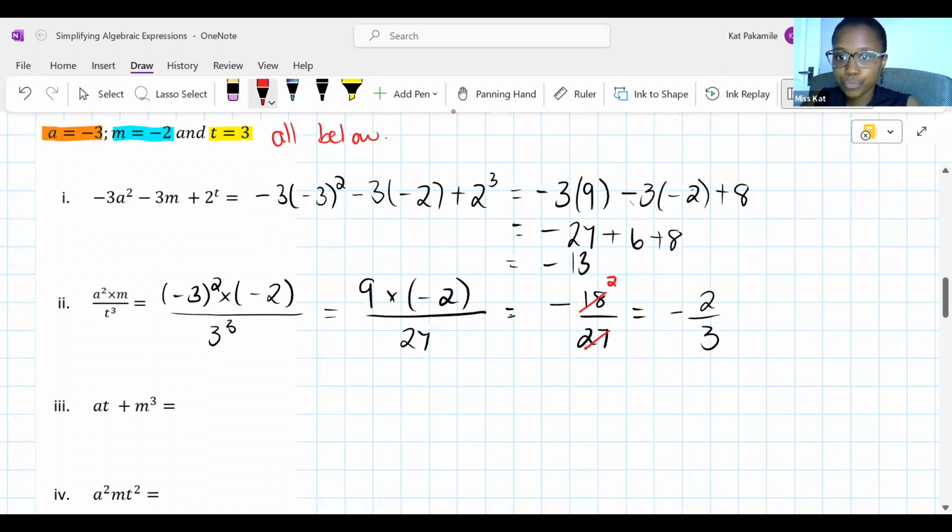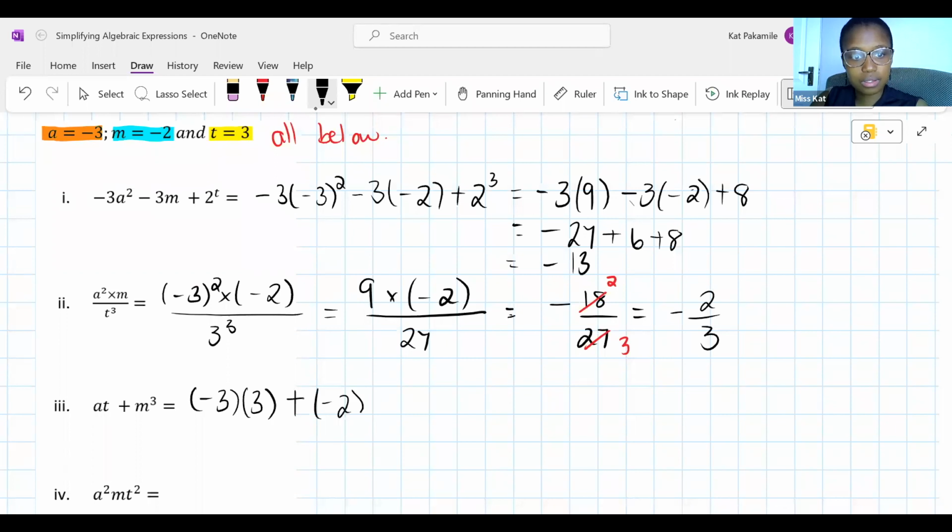Okay. All right. Tando, are you doing number 3 with me? Yes, ma'am. Let's do it. So A is -3, and then T is 3, so it's times 3, plus -2 cubed. -2 cubed. What do we deal with next?